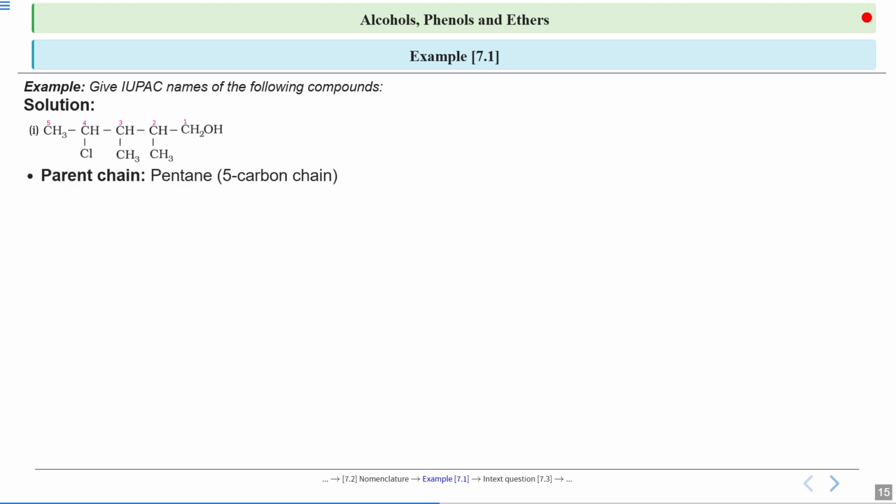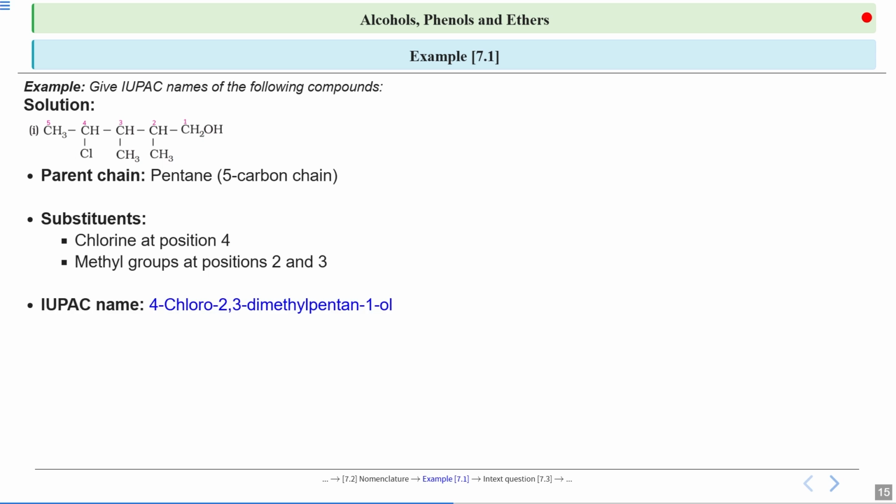So here the parent chain is pentane because a 5-carbon chain is there. Substituents here are chlorine at the fourth position, and methyl groups at the second and third positions. So the IUPAC name will be the prefix. The prefix will be the substituents along with their positions in alphabetical order. So 4-chloro-2,3-dimethyl, pent is your word root, ane is your primary suffix, where e will be replaced by the secondary suffix 1-ol. So this is the IUPAC name of this first compound.